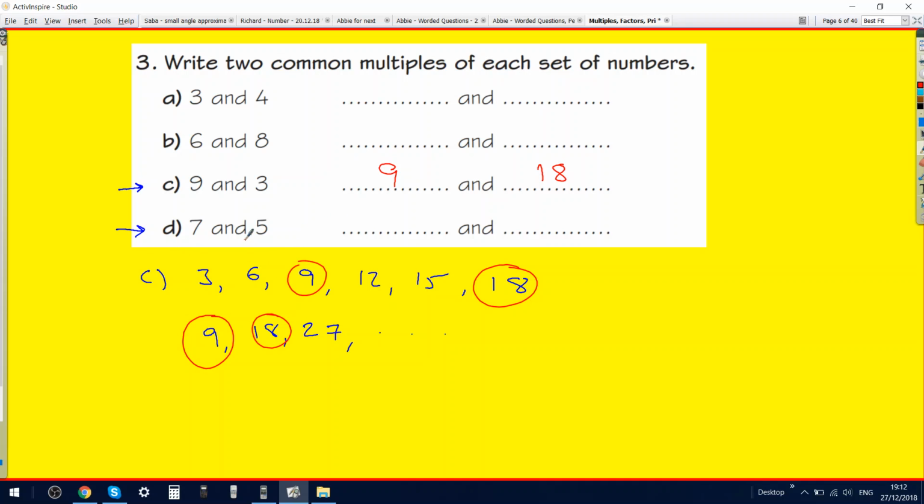Okay. One way you can find a common multiple is to multiply the two together. So 3 times 9 is 27, and that's also in the 3 times table. And then you can just keep doubling that number.